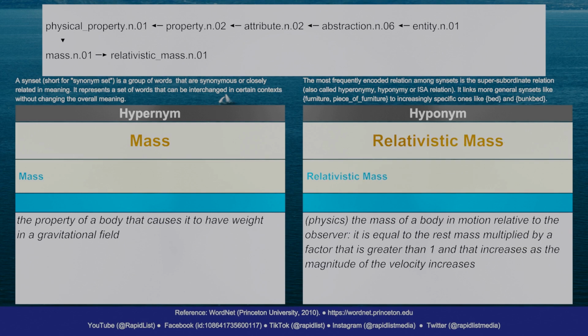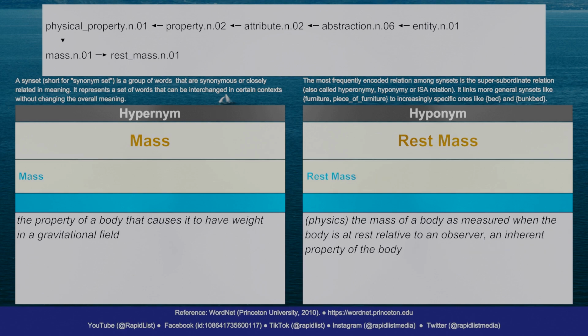Relativistic mass. Physics, the mass of a body in motion relative to the observer. It is equal to the rest mass multiplied by a factor that is greater than 1, and that increases as the magnitude of the velocity increases. Rest mass. Physics, the mass of a body is measured when the body is at rest relative to an observer, an inherent property of the body.